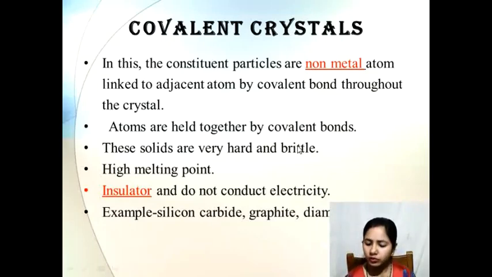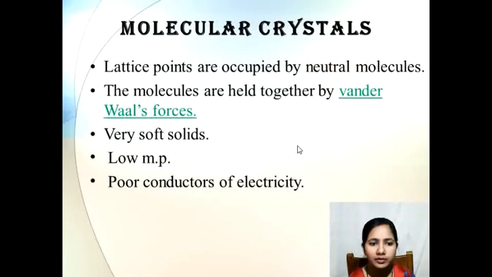So the next one is the molecular crystal. Here the constituent particles are neutral molecules. Depending on the nature of the molecules, they are again of different types. The molecules are held together by the weakest van der Waals forces of attraction. Just remember the force. They are very soft solids. They have a low melting point. They are poor conductors of electricity. These are some properties of the molecular solids.